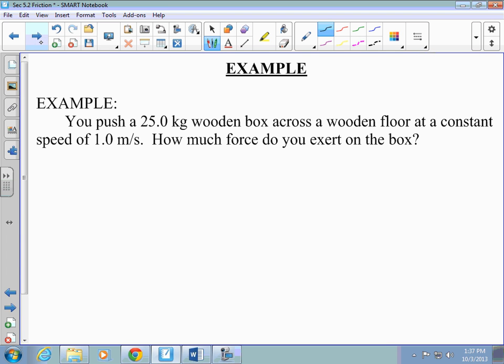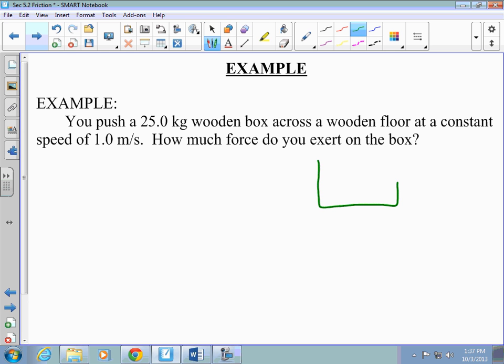When we are studying the force of friction, you might get a problem like this. You push a 25 kilogram wooden box across the floor at a constant speed of 1.0 meters per second. How much force do you exert on the box? Well, let's go ahead and look at this real quick. Let's draw a picture to help us out.